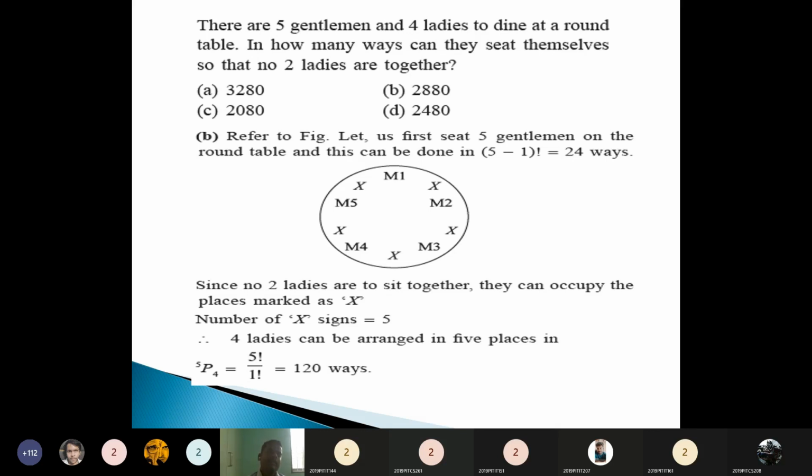What is the formula? nPr is equal to n factorial divided by n minus r factorial. So that is 5 factorial divided by 5 minus 4 factorial. 5 minus 4 is 1, that's why 1 factorial. So 5 factorial value is 120. So this 120 into 24 is the number of ways they can be seated at the round table.